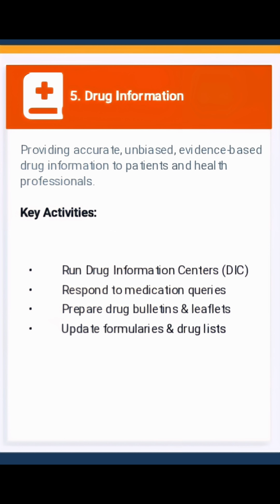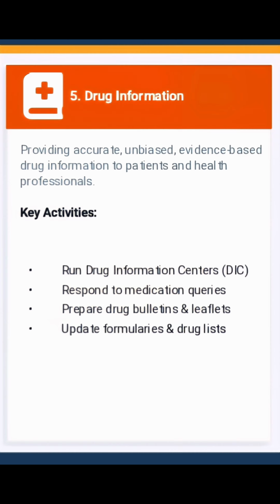The next role of the pharmacist is providing drug information. A pharmacist can provide accurate, unbiased, evidence-based drug information to the patient and healthcare professional. The most important topic is evidence-based drug information. There is a lot of evidence about the drug dose, drug treatment, drug accuracy, and side effects. Key activities are to run the drug information center, DIC, and respond to medication queries. If there are any queries about the medication, you can respond to them.